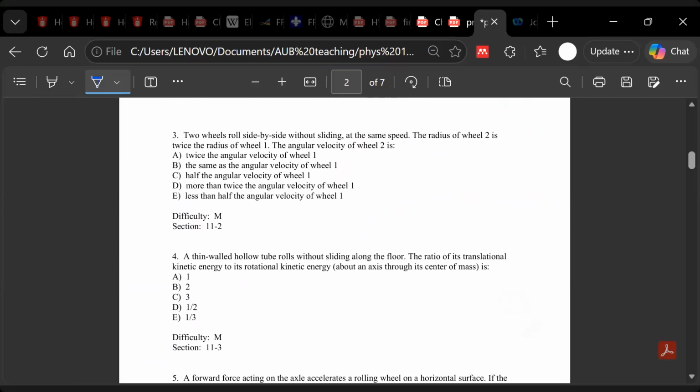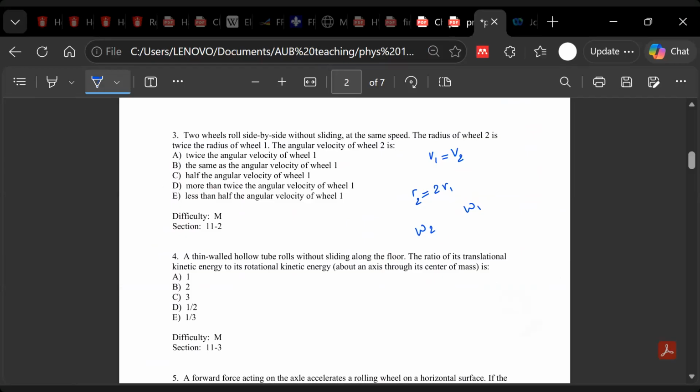Two wheels roll side by side without sliding at the same speed. V1 equals V2, speed, not angular speed. The radius of wheel 2 is twice the radius of wheel 1. So I'm telling you, wheel 2 has twice the radius of wheel 1. The angular velocity of wheel 2 is, so I want to compare omega 2 versus omega 1. So what I'm going to do is, I'll use the formula. Is it going to be the same angular velocity? How do we tell?